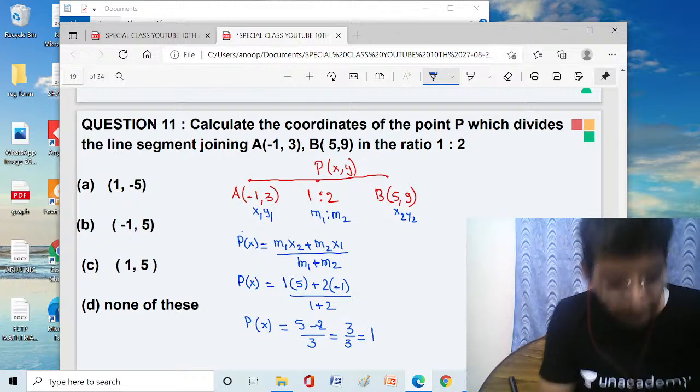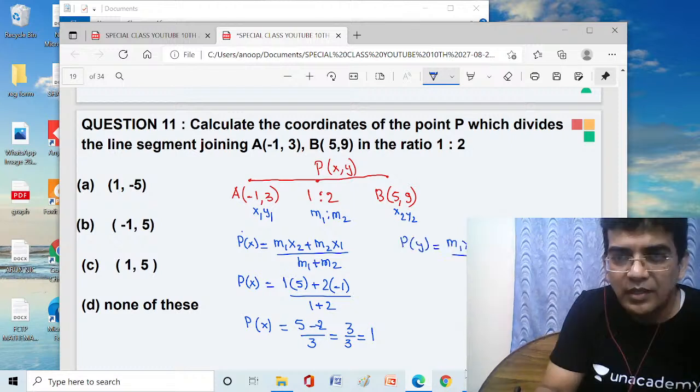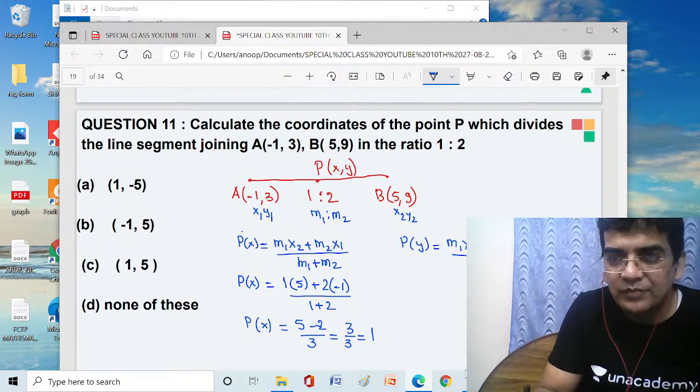Now going for the y coordinate. The formula for the y coordinate: this is m1y2 plus m2y1 upon m1 plus m2. This is the formula. Okay, in this formula, let me substitute the values.